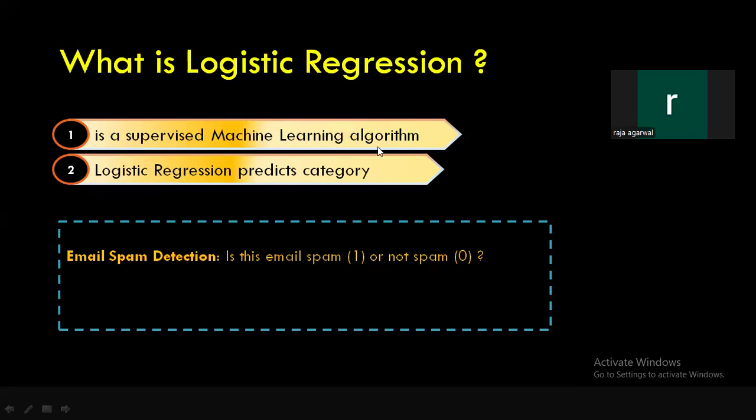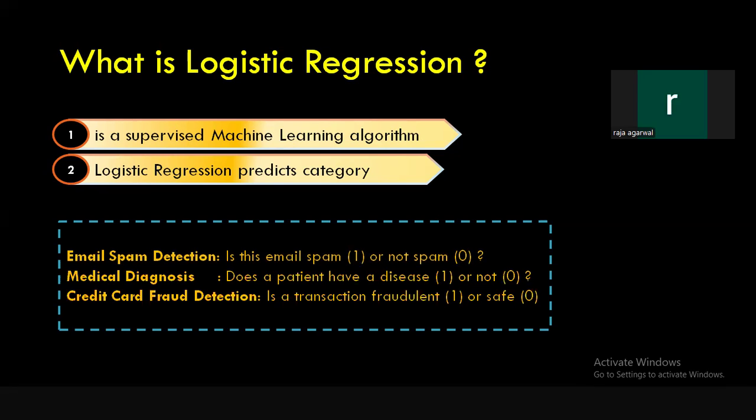Okay, so these are the real life examples. Email spam detection. For example, you want to predict whether the given email is spam or not spam. If it is spam, it will flag that as a one. If it is not spam, zero. In the case of medical diagnostics, does a patient have a disease or not? And also credit card fraud detection. Is a transaction fraudulent or non-fraudulent?